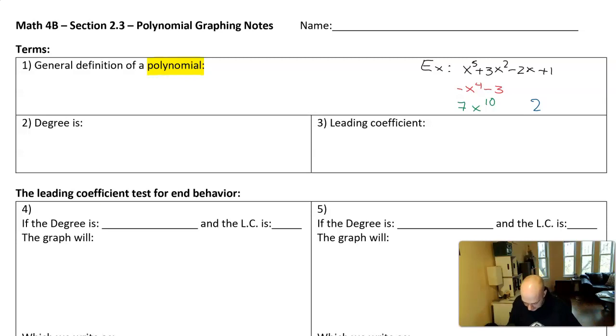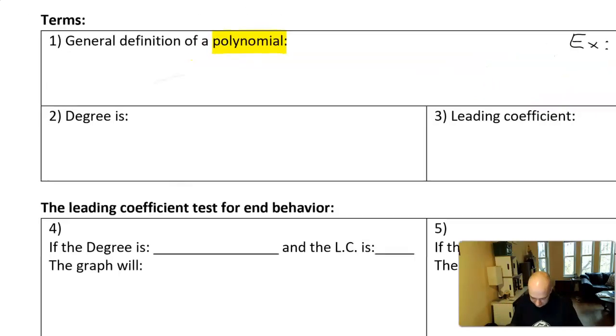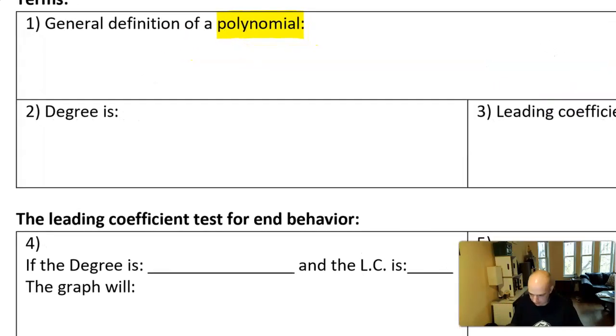Key features are that they have whole number, that is positive integer exponents, 5, 2, 0, and coefficients can be any real number. No imaginary coefficients, but any sort of real number is allowed. The general definition of a polynomial is a little bit mathy, but I think it's important to work through a definition like this.